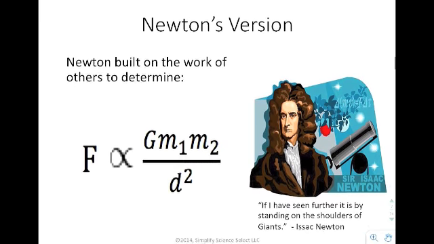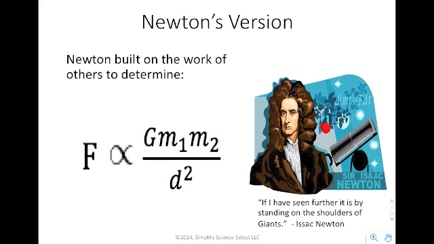All right, Newton had a version of how he explained gravity. He built on the work of others, and he developed this formula right here, where he said that F is proportional to m1 m2 over d squared. So in other words, if you increase the mass, you increase the force. If you increase the distance, you decrease the force by quite a bit.